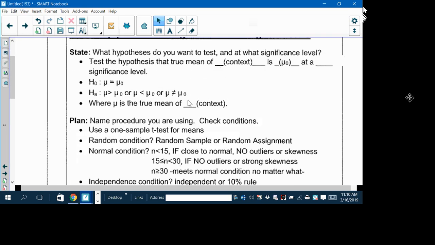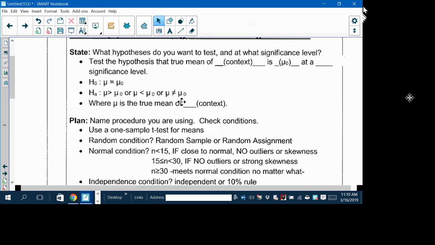So our four-step process for significance testing is you want to first state what hypothesis you want to test and at what significance level. You're going to test the true mean of blank in context at a certain significance level. You're going to state the null and alternative hypothesis, and state what the mean represents. It's the true mean, in whatever context it is.